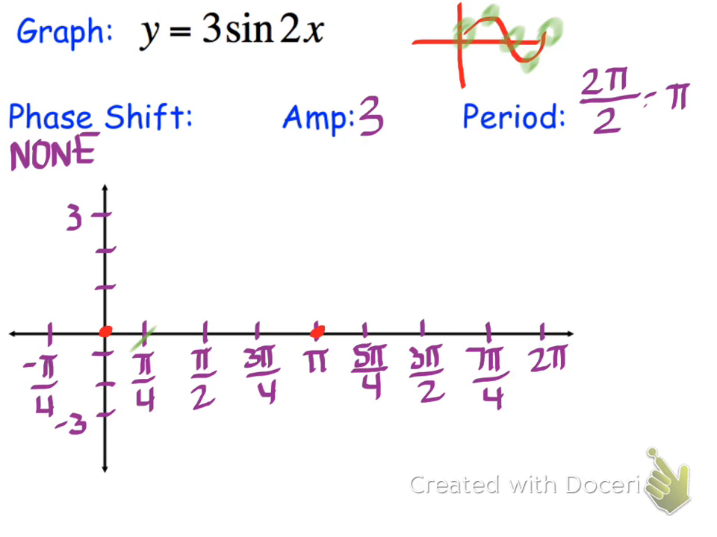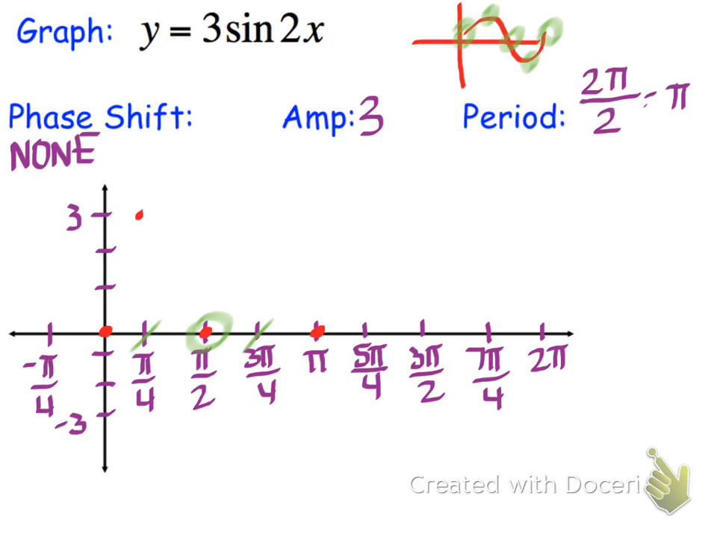You could also say go in 1 and in 1, and then you can see right there that our middle is pi over 2. We need to find the middle again between 0 and pi over 2, and it should be pretty easy to see that it's pi over 4. That point's going to go up high at 3 because the amplitude is 3.